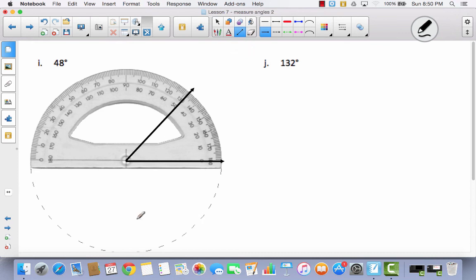Recheck it to make sure it is 48 and not 58. That's a very common mistake. Kids will put it on this side instead of on this side, or they'll put it on this side and think it's 48, but it's not. It's right here. And then this is my arc.